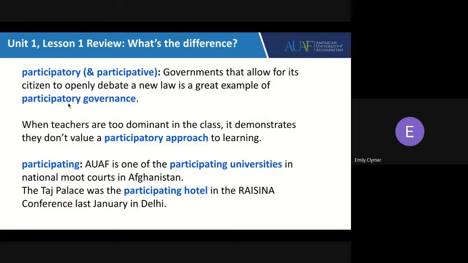Now, I've highlighted participatory governance because, again, that is a collocation. You can see this frequently used with the word participatory, as well as approach. Lastly, you'll see participating. AUAF is one of the participating universities in national moot courts in Afghanistan, as well as the Taj Palace was the participating hotel in the Raisina conference last January in Delhi.